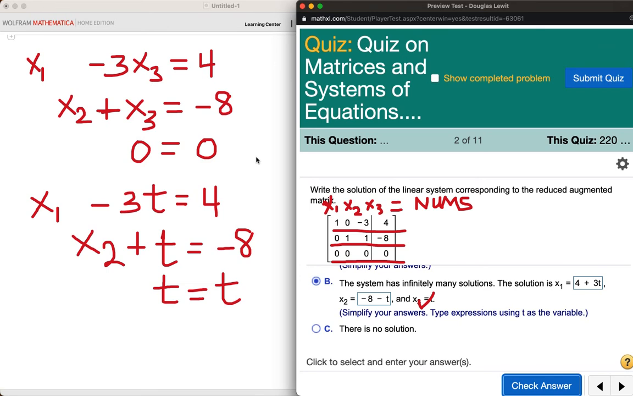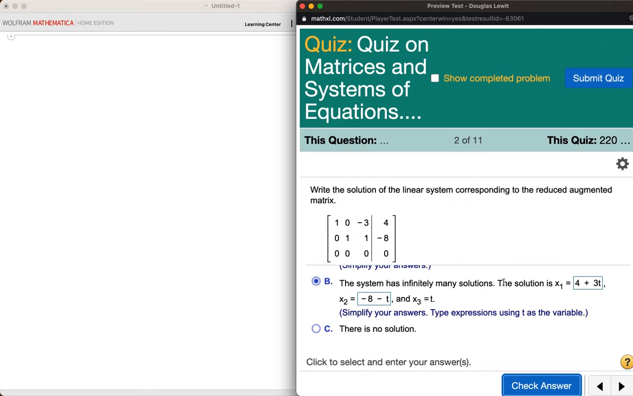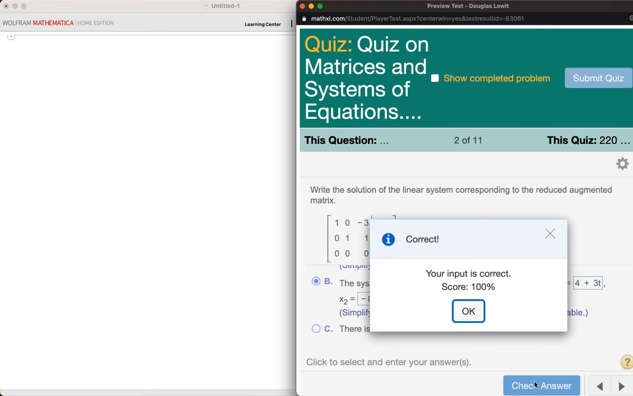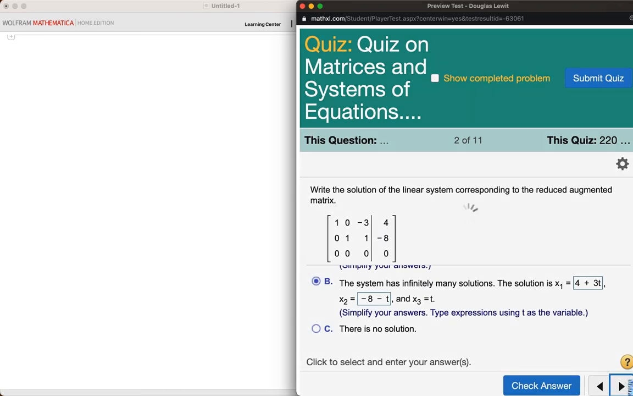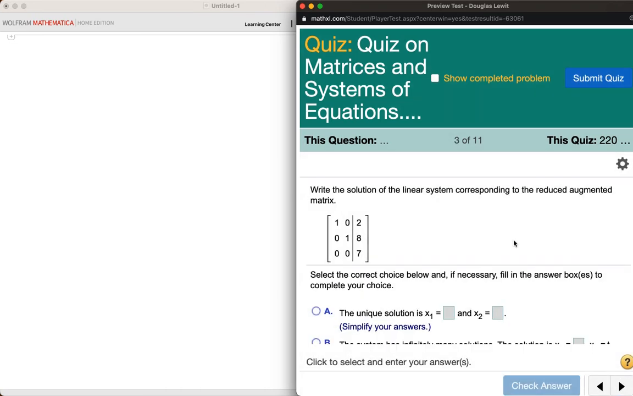Okay, so we're going to try to make this work. We already checked the answer here. The answer is correct. Write the solution of the linear system corresponding to the reduced augmented matrix.